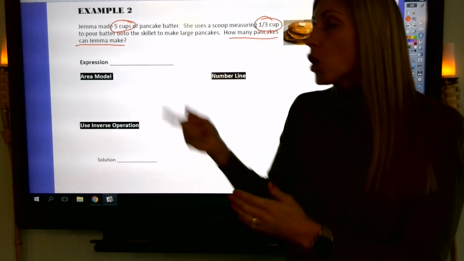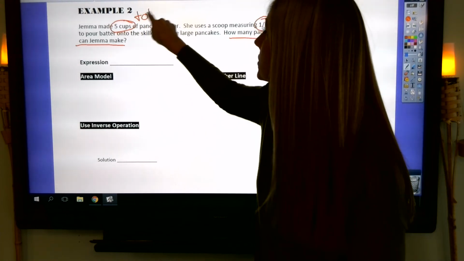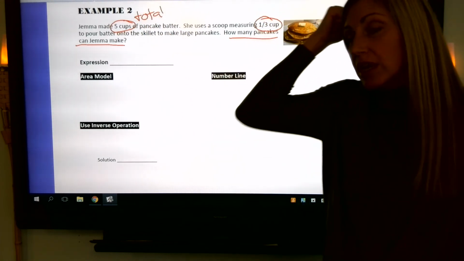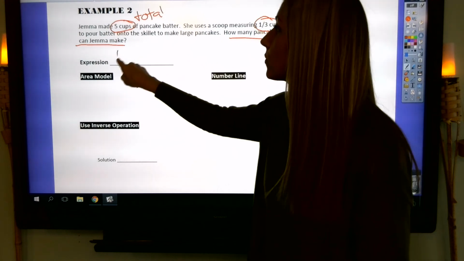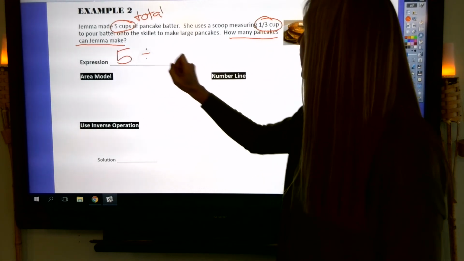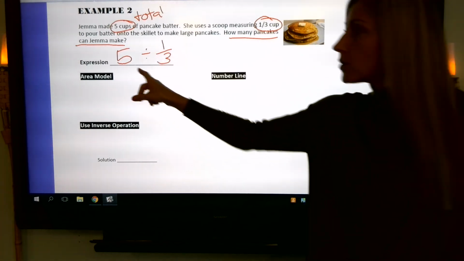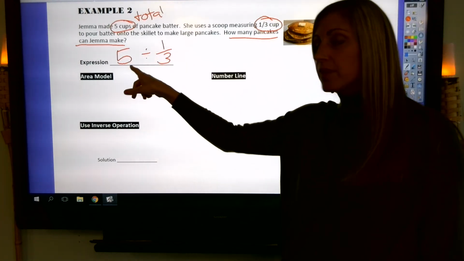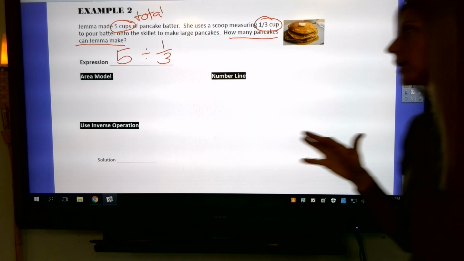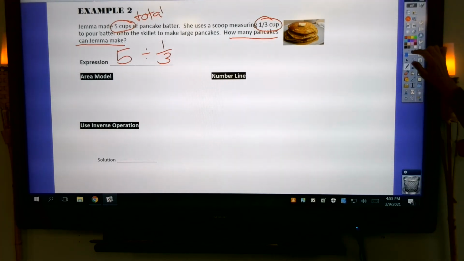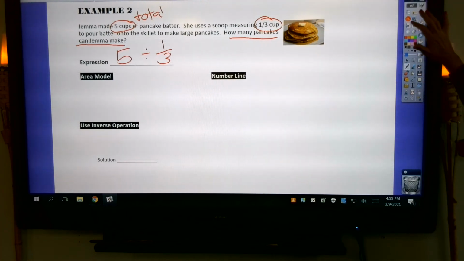So if you think about the total, you'll always know what's being separated. What's the dividend? And this is our total. We're starting with 5 cups, and we're dividing it into groups of 1/3. So this time we're starting with a whole number, and we're dividing that whole number by a fraction. Let's see how our area model is different compared to our fraction.